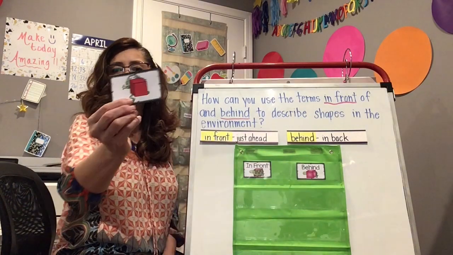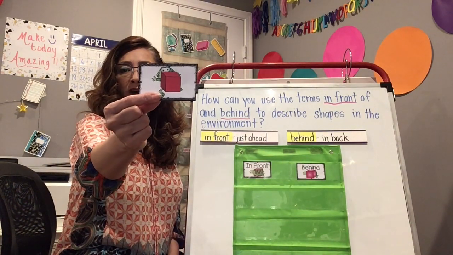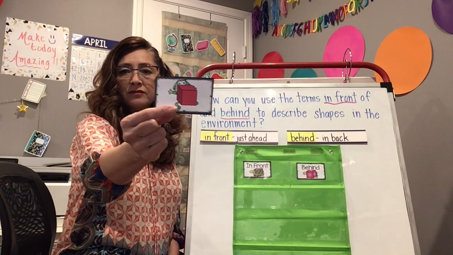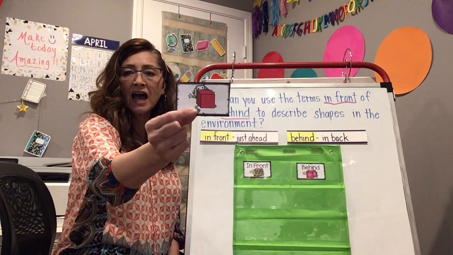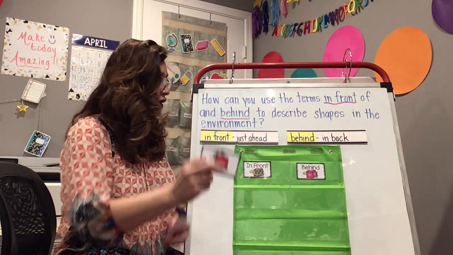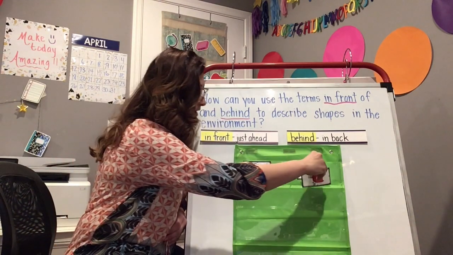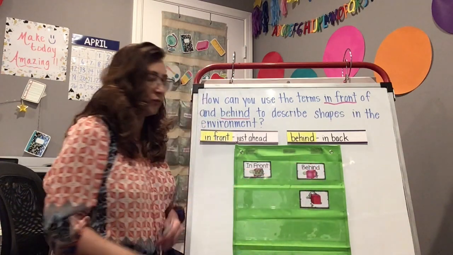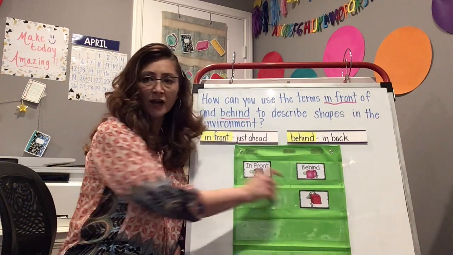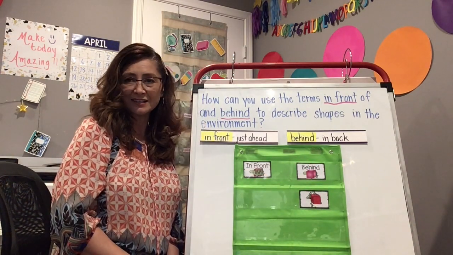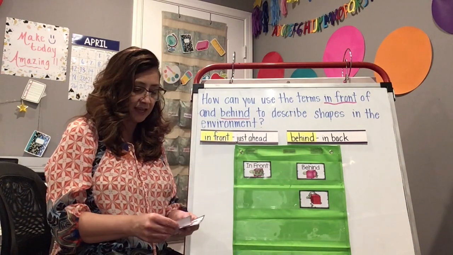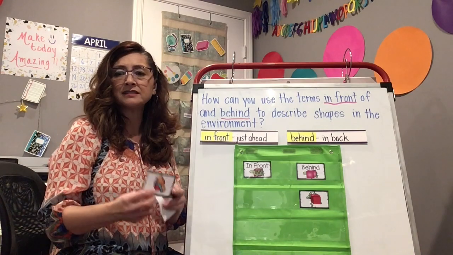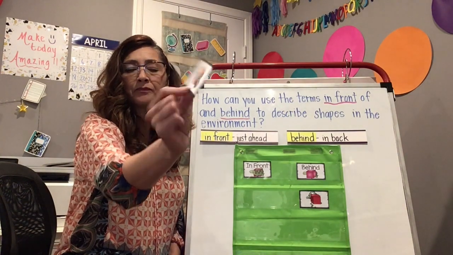Let's take a look at this picture. Where do you see the frog now? That's right. The frog is behind the red cube. How do we know the frog is behind? That's right. There's a part of the frog that we can't see. Very good.